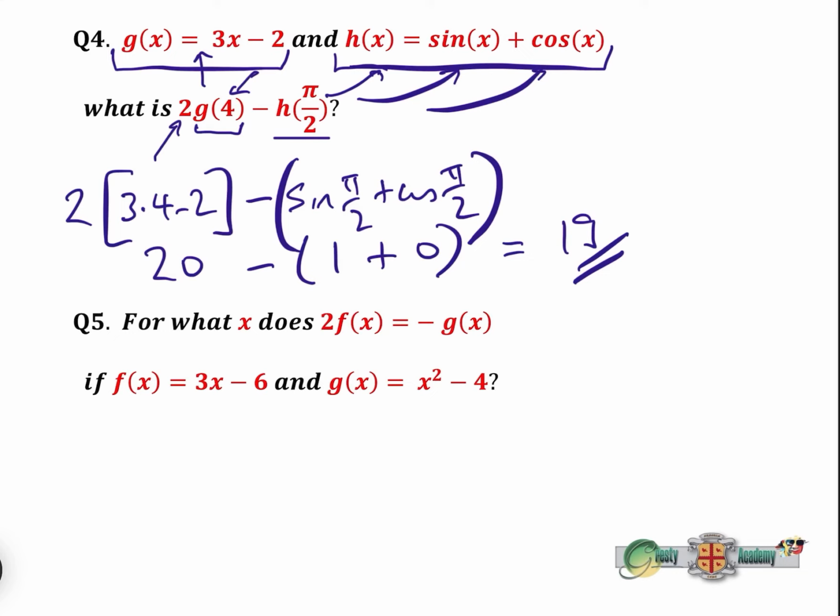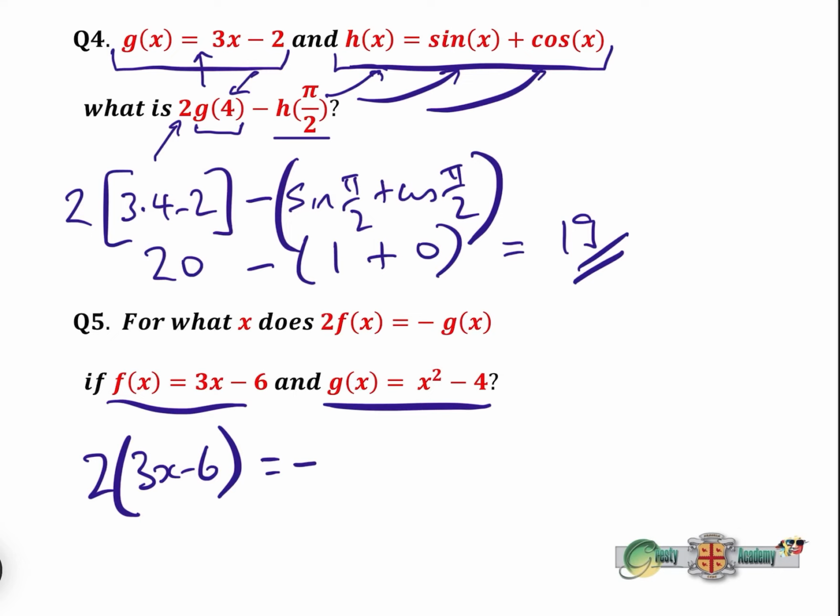Question 5. For what x does 2f of x equal minus g of x? Okay, so we're given f of x and we're given g of x, so what we need to do is just get an equation. So 2 times f of x, which is 3x minus 6, equals minus g of x, which is x squared minus 4. We just have to be a little bit careful with our minuses here.